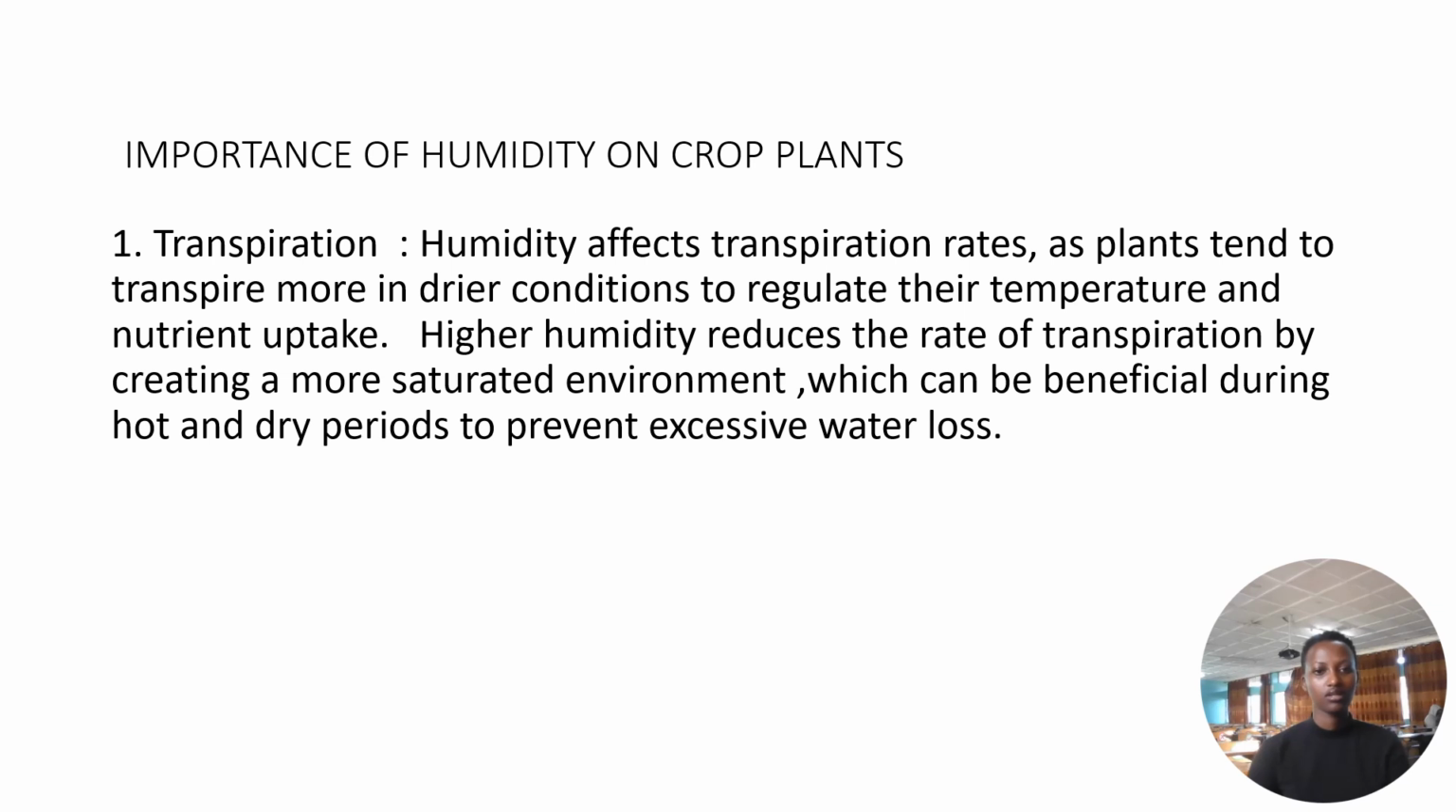The next slide is the importance of humidity for crop plants. Number 1 is transpiration. Humidity affects transpiration rates, as plants tend to transpire more in drier conditions to regulate their temperature and nutrient uptake. Higher humidity reduces the rate of transpiration by creating a more saturated environment, which can be beneficial during hot and dry periods to prevent excessive water loss. I think this is understandable.